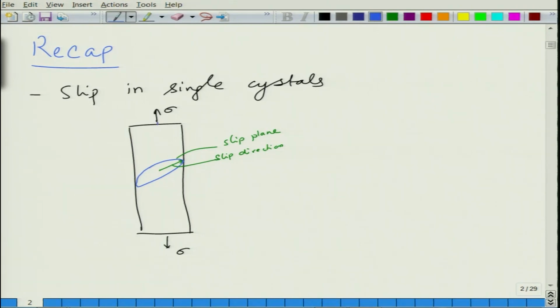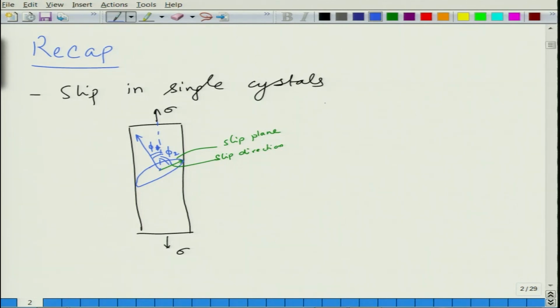So this tensile axis makes angles phi 1 and phi 2. Let us say phi 1 is this and this is phi 2. So the angle between the tensile axis and the plane normal is phi 1, and the angle between the slip direction and the tensile axis is phi 2.